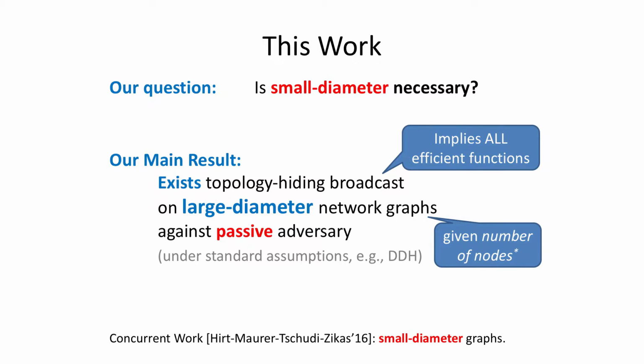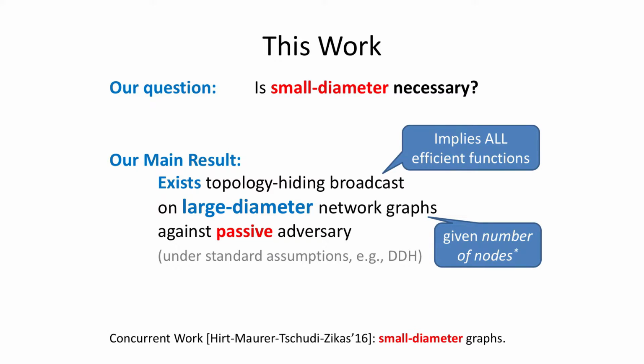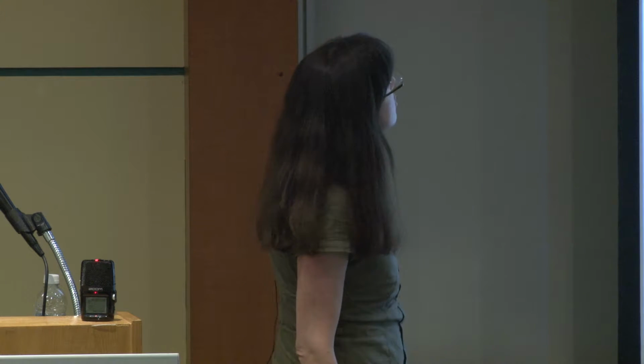So the question that started this research is: is this small diameter requirement necessary? They have two requirements: a passive adversary and small diameter. Passive is sort of necessary because for active they have impossibility results. But small diameter, well, maybe it's an artifact of their protocol. Was that necessary? Our main result is to show that there exist topology-hiding protocols for large diameter networks, again against a passive adversary. And a standard assumption, for example DDH, would suffice. So let me elaborate on that result.